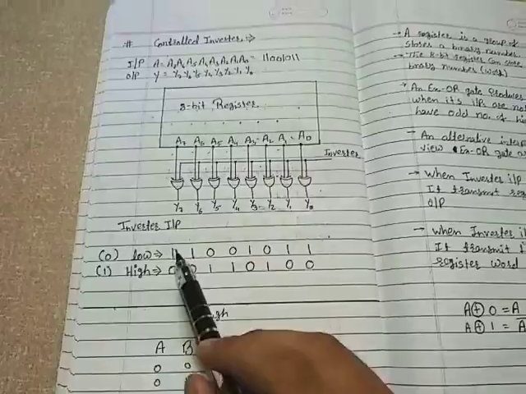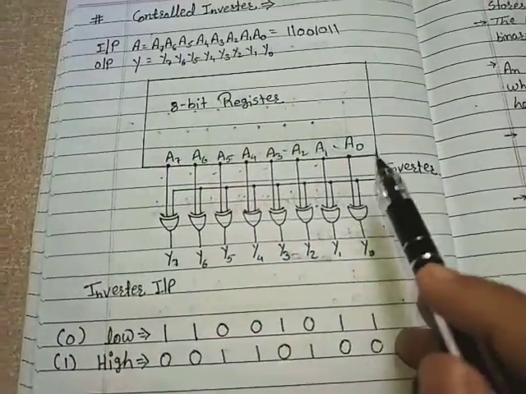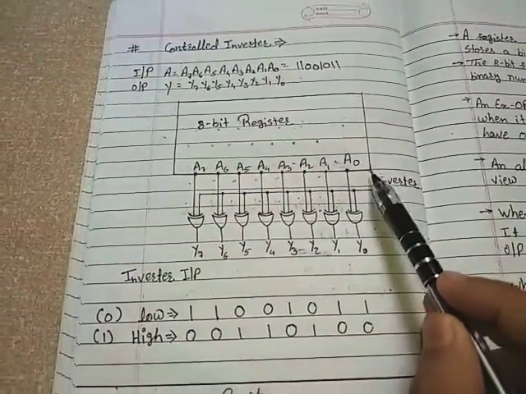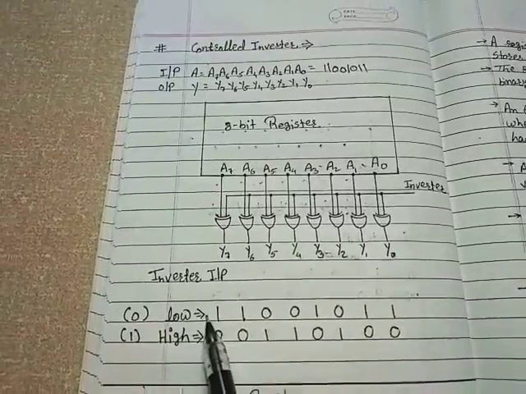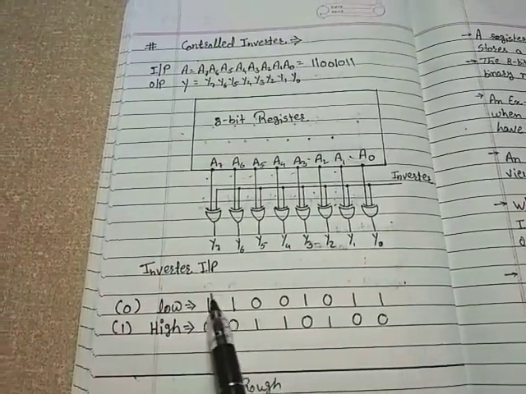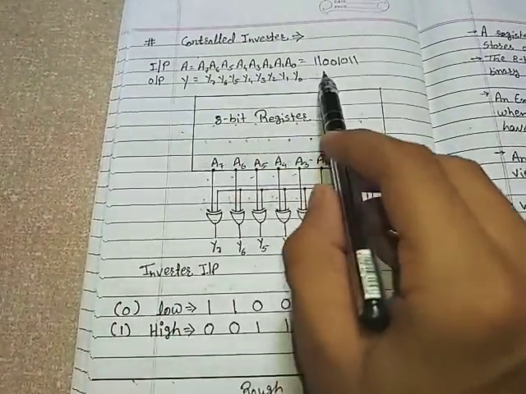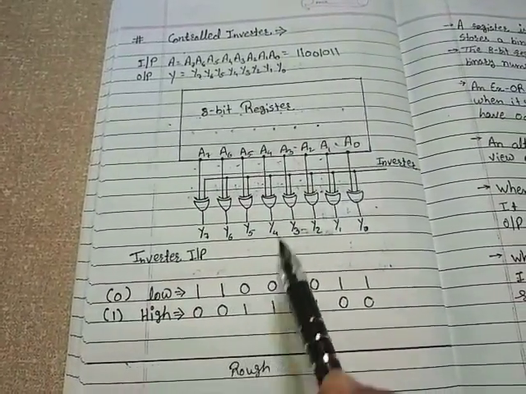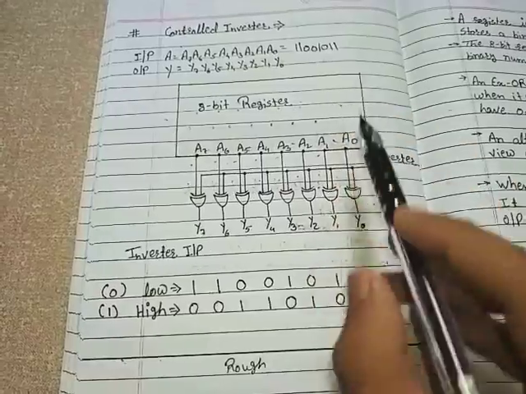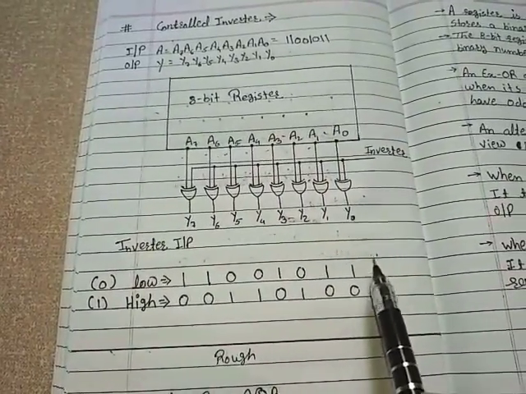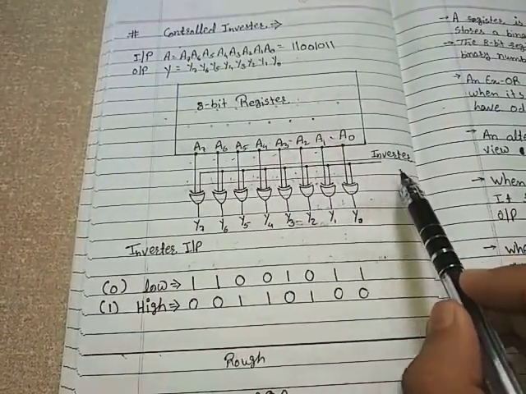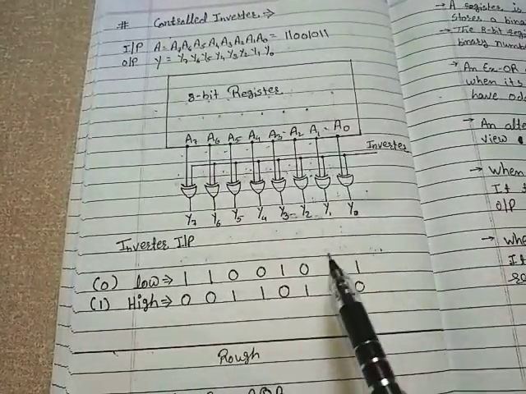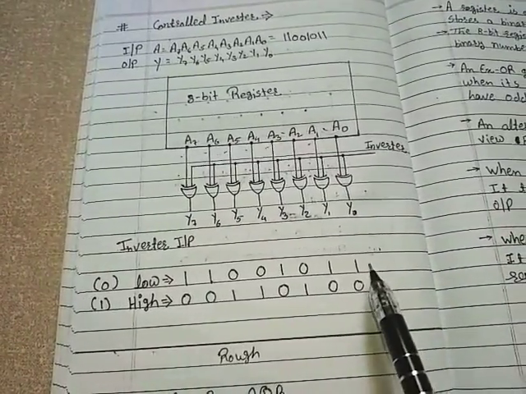Here it is. So what I get from here is that when the inverter input is low, the output is the same as the input. Look here: 1 1, 0 1, 0 0, 1 1. So when the inverter input is low, the output is the same.